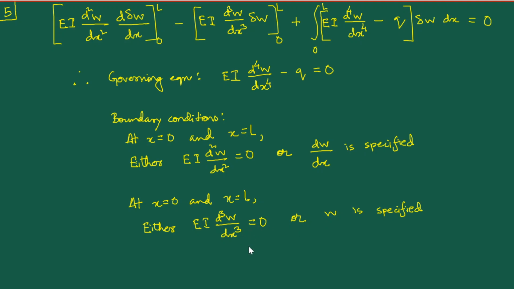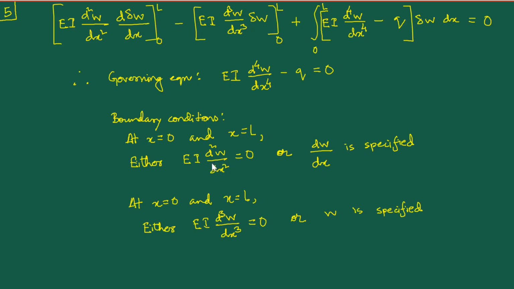Similarly, for the clamped end, we know that the slope is basically specified to us, which means that dw/dx is specified to us. So again, for that clamped end, at x equal to 0 and at x equal to L, the dw/dx is specified to us. Okay, which automatically means that at both x equal to 0 and x equal to L, this other condition need not be considered.